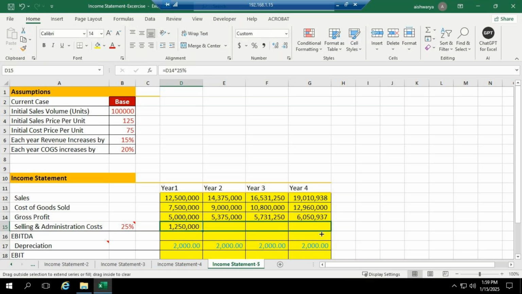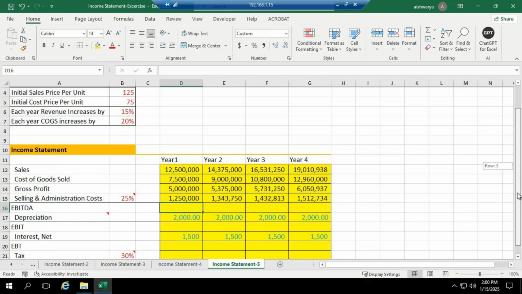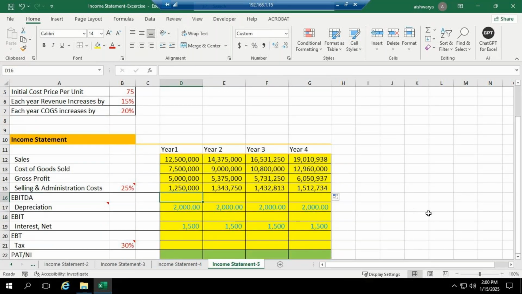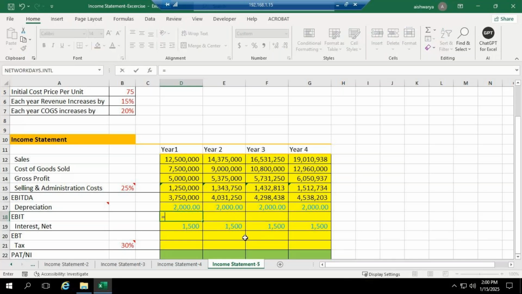So again you have to drag it over here. So EBITDA, that means you have to subtract this. In the same way you have to drag it over here. Then minus depreciation. Depreciation is 2000, they have given it to you in the question. So you just select this, equal to 3750 minus 2000, and then press enter. Then you just drag it.